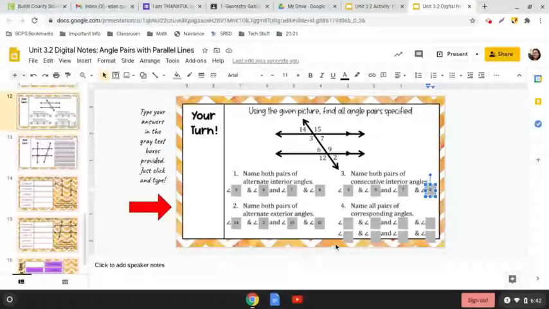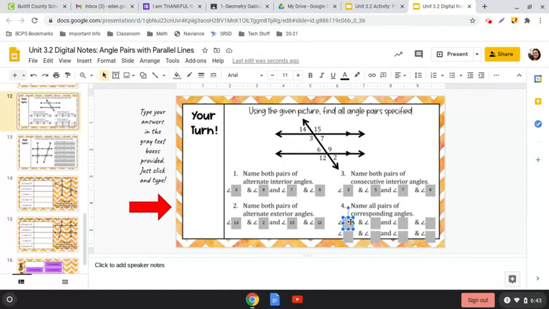So number 4 asks us to name all pairs of corresponding angles. So remember, corresponding angles are in the same spot, just on opposite clusters. And we'll look at this top part here as our top cluster, and this bottom one here can be our bottom cluster. So we'll start with 14. If we come down here, what's in the same spot as 14? 6. So 14 and 6.